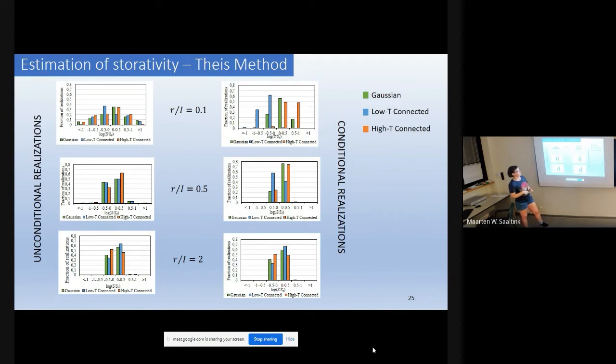For conditional realizations, at the closest one to the well, low T connected fields have smaller storativity estimates, like underestimated, and high T's have higher estimates of storativity.